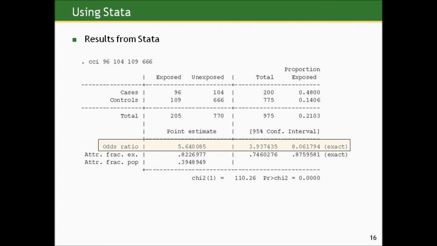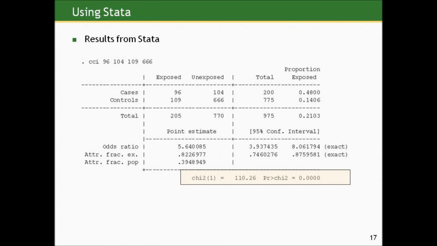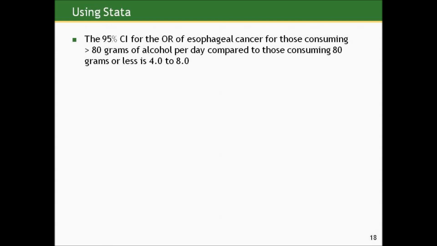So it only estimates the odds ratio, and you can see that there, with a 95% confidence interval from 3.9 to 8.1. So, even after accounting for sampling variability, substantially higher odds. And of course, this is not accounting for any other systematic differences, and we'll get to how to do that later on. And then if you go and look at the chi-squared test for this, we knew the confidence interval for the odds ratio did not include one, and this is statistically significant with a very low p-value. So, roughly speaking, the 95% confidence interval for the odds ratio of esophageal cancer for those consuming greater than 80 grams of alcohol per day compared to those consuming 80 grams or less is roughly 4 to 8.